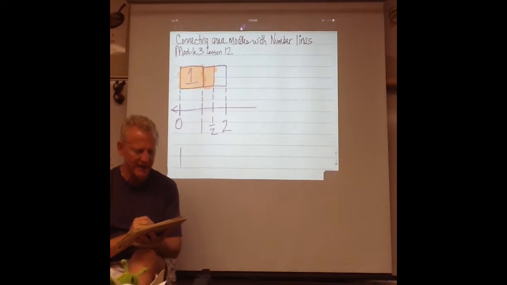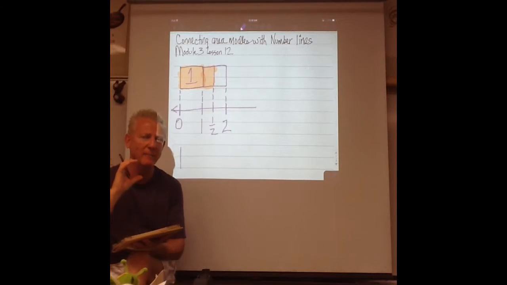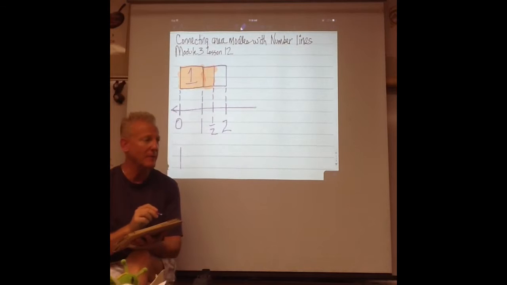So we could write that down as a mixed number. A mixed number is when you have a big number with a fraction. So how much do we have shaded in? 1.5. So I could put that here.